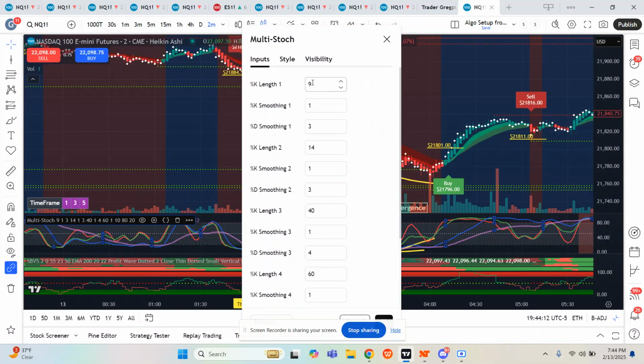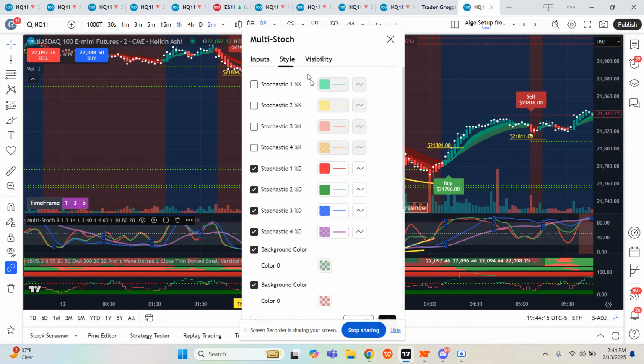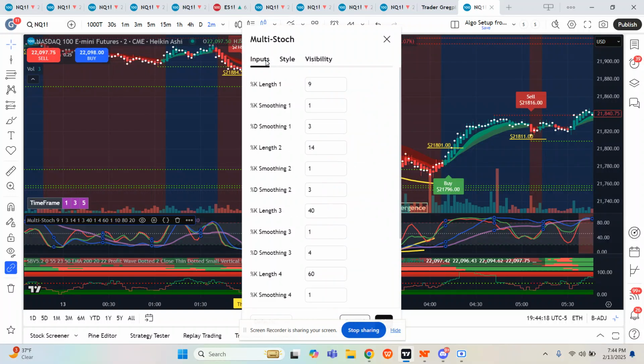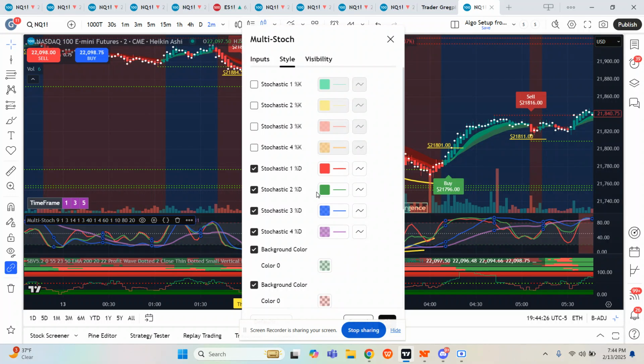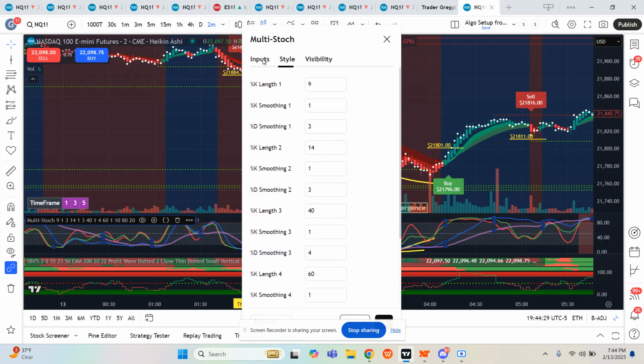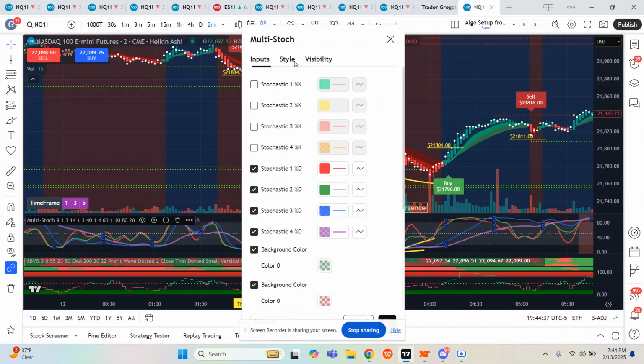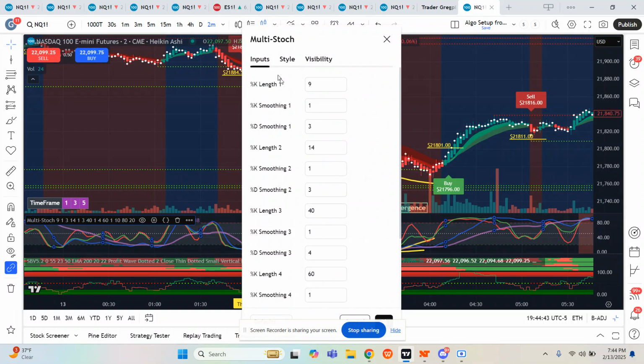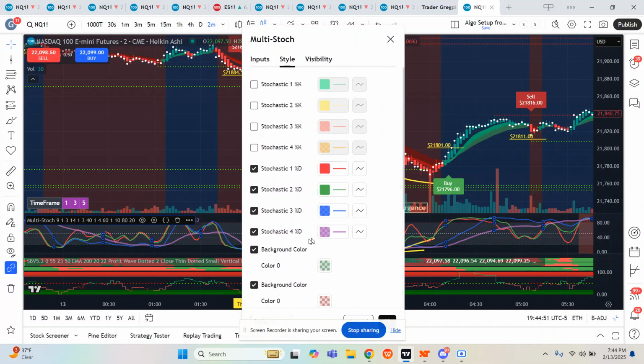So the first one's going to be 9 and then 3. That'll be this first red one here. And then we have 14, 3. And then we have the 40. The smoothing for number 3 is going to be 4, and that'll be the blue one. That's the 40. And then the final one is the 60, and the smoothing on that is 10. Of course, that's going to be the purple one.